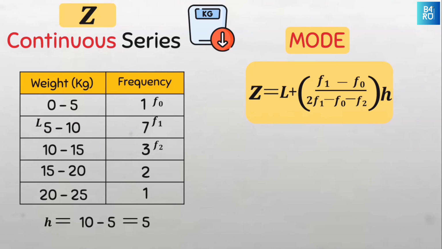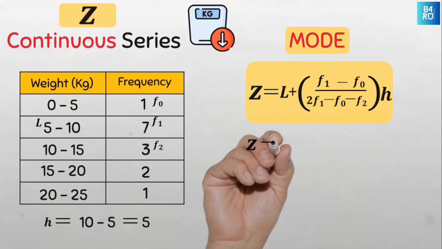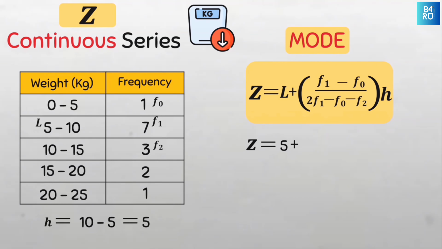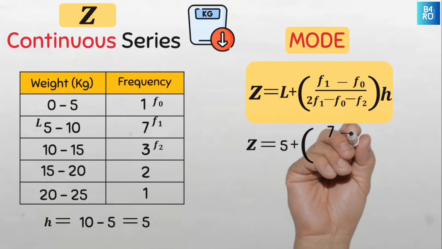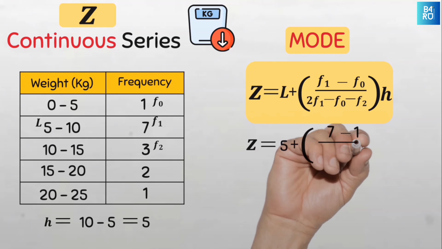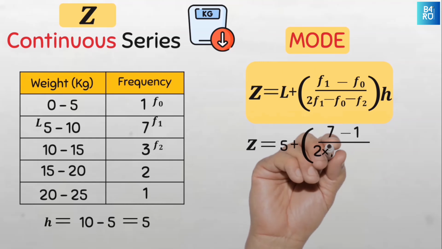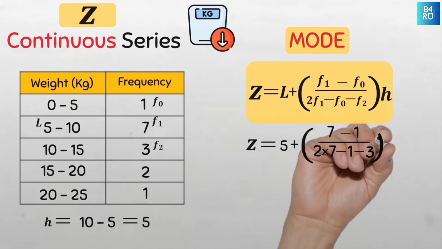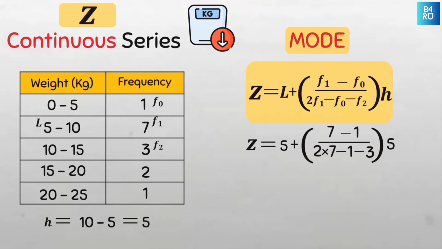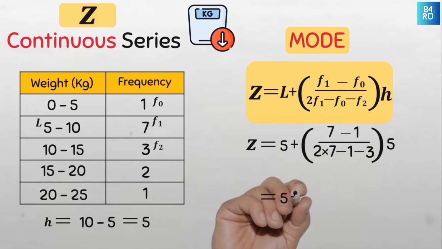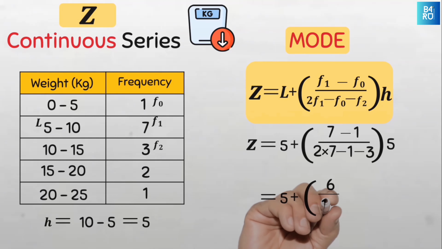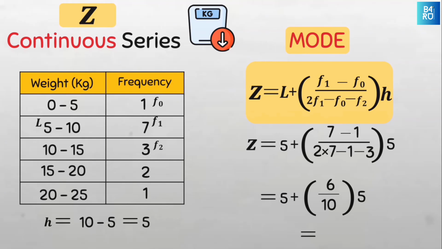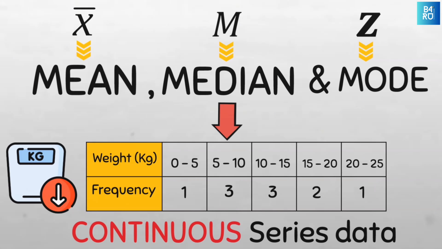Awesome. Now let's plug in all these values into the formula. So Z equals L, which is 5, plus open parenthesis F sub 1, which is 7, minus F sub 0, which is 1, divided by 2 times F sub 1, which is 7, minus F sub 0, which is 1, minus F sub 2, which is 3, then close parenthesis, and finally multiplied by H, which is 5. Great. So we'll have 5 plus 6 divided by 10 multiplied by 5. That will be 8. So our mode is 8 kilograms. Easy peasy. So this is how to compute the mean, median, and mode for continuous series data.